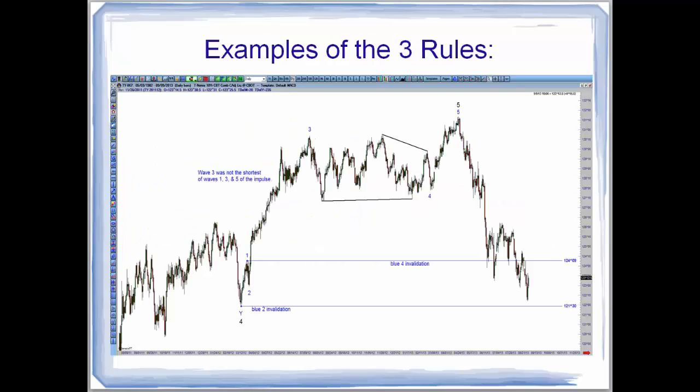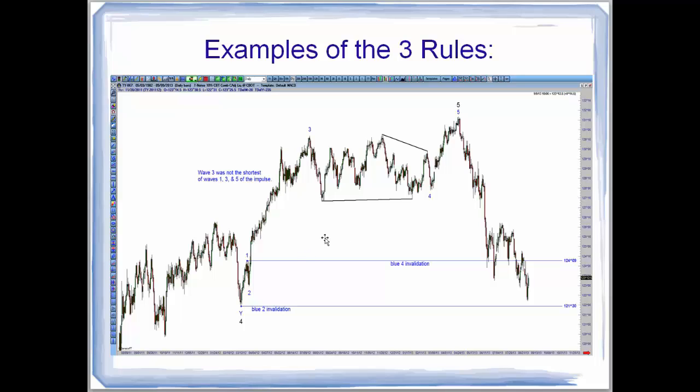So here are examples of the 3 rules at work. Notice that wave 2 blue does not move back below the start of wave 1 blue. If it had, the blue 1 and 2 labels would be placed incorrectly or invalidated. Also, wave 3 blue is not the shortest of waves 1, 3, or 5. That's a requirement. We can just see by the naked eye very easily that wave 3 is the longest of 1, 3, and 5 in this example. It doesn't always have to be the longest of the 3, but it must not be the shortest of the 3.